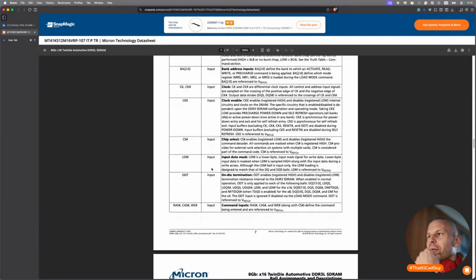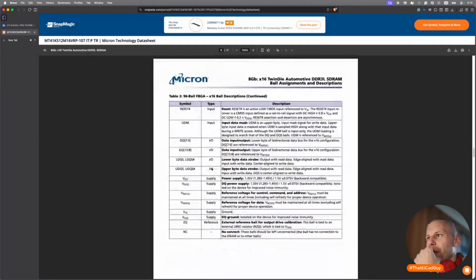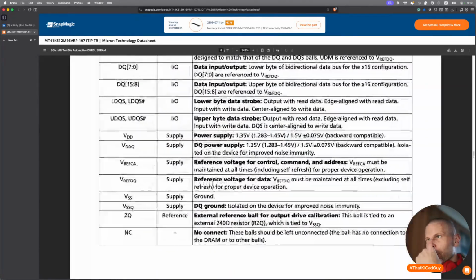Here is the table with all signals. VREF. Here, supply. VREF CA is supply. It's reference voltage for control, command, and address. VREF CA must be maintained at all times, including self-refresh, for proper device operation. Reference voltage for data must be maintained all times, excluding self-refresh, for proper device operation.